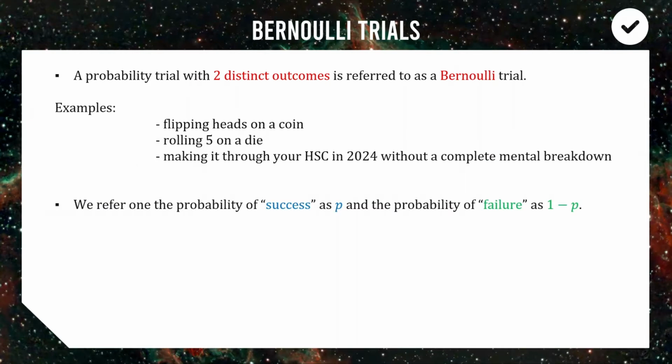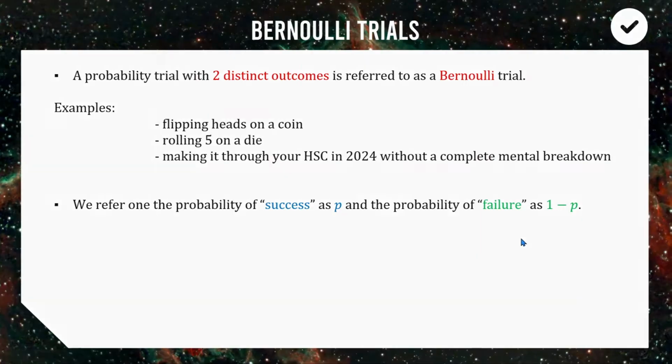All right, so for these examples in today's video, P is going to be our probability of success. And so because there's only two outcomes, the other outcome is failure, which is 1 minus P. So these two together make up the entire sample space.